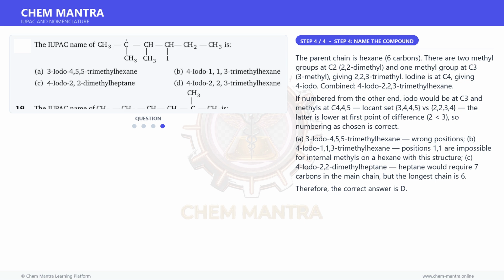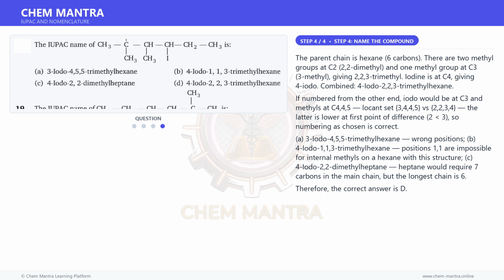If numbered from the other end, iodo would be at C3 and methyls at C4, 4, 5. Locant set 3,4,4,5 versus 2,2,3,4. The latter is lower at the first point of difference, 2 versus 3, so numbering as chosen is correct.